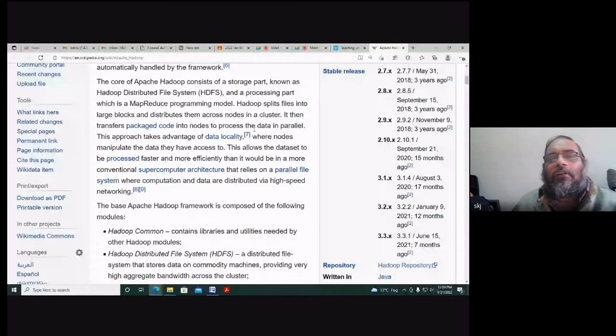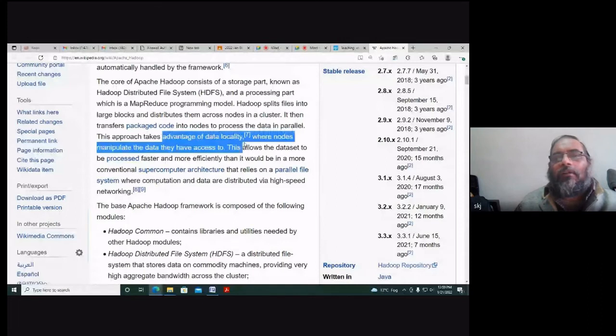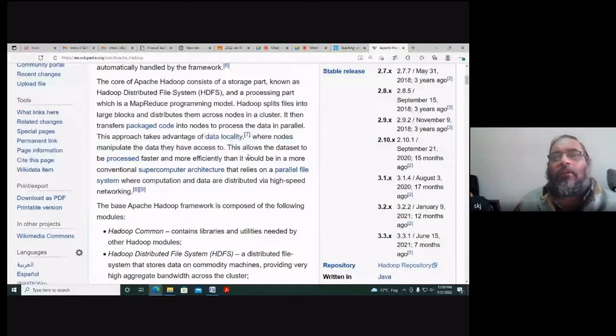Here it is written, it then transfers packaged code into nodes to process data in parallel. This approach takes advantage of data locality. So it is simply that data is locally available, where nodes manipulate the data they have access to. This allows the data set to be processed faster and more efficiently than it would be in a more conventional supercomputer architecture that relies on a parallel file system where computation and data are distributed via high-speed networking.